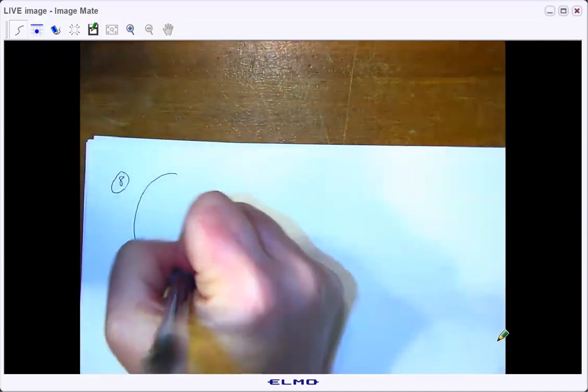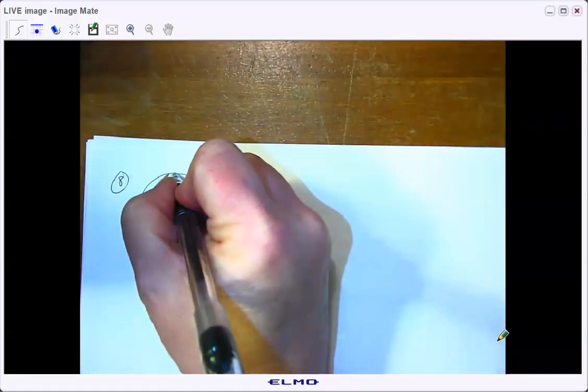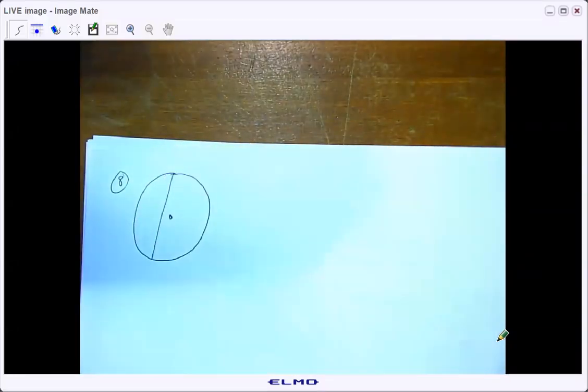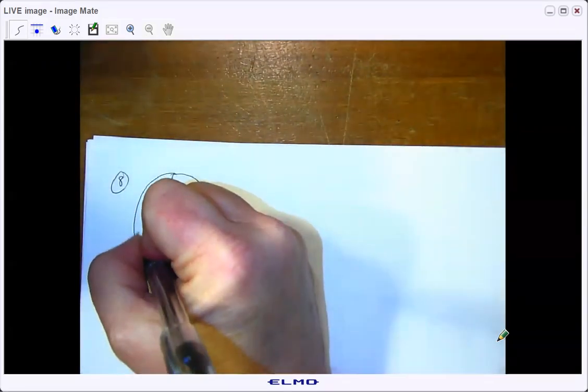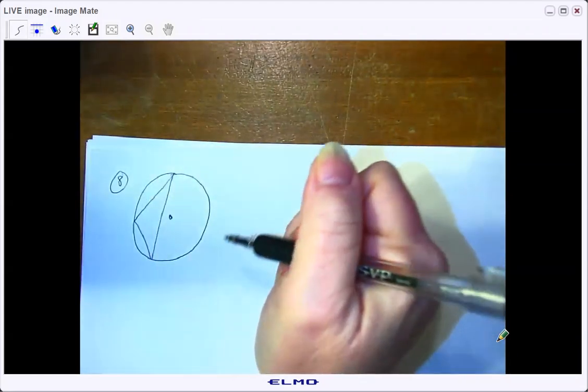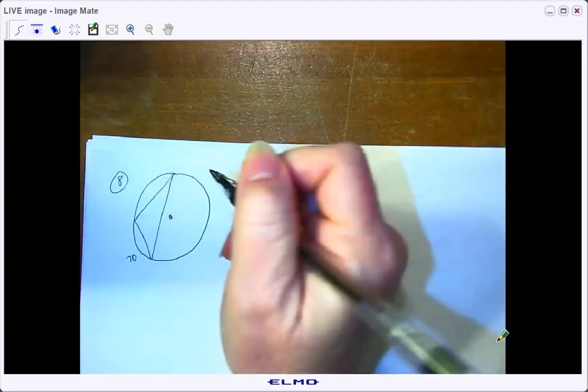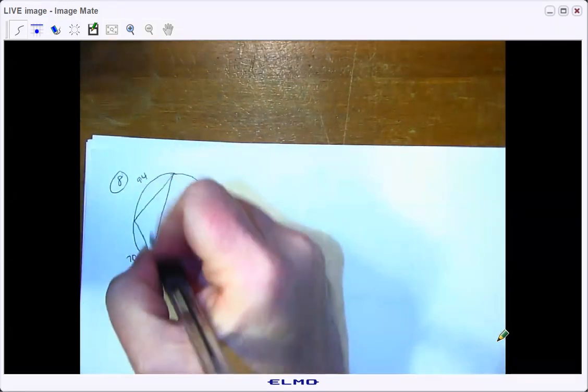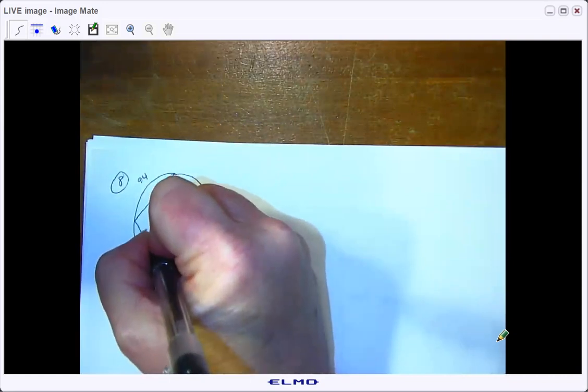Okay, so let's look at number 8. Okay, so this first line that they give us does not go through the center, so it is not 180. We'll tell you that much. And then they give us this triangle over here. This is very much like the problem we just did. So this is 70, this is 94, and we want to find this angle.